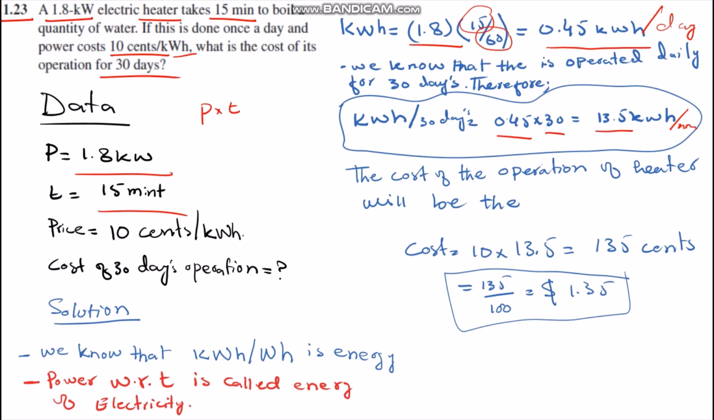And we know the cost is 10 cents per kilowatt hour. Therefore we multiply 10 with 13.5 kilowatt hour, and we get 135 cents as the cost of the heater per 30 days. In order to get the price in dollars, we simply divide 135 cents by 100. Therefore we get $1.35. Thanks for watching.